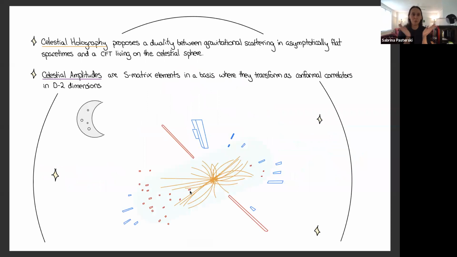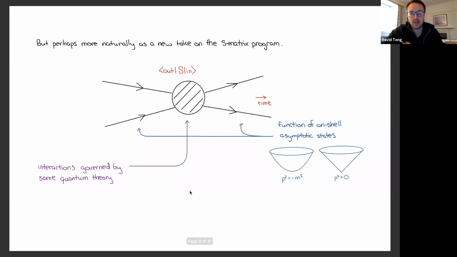And then let's get to what I want to talk about. So sorry, very quick question, just to make sure I'm on track. It's always dynamical gravity in the bulk. So it's the S matrix program, but with dynamical gravity.